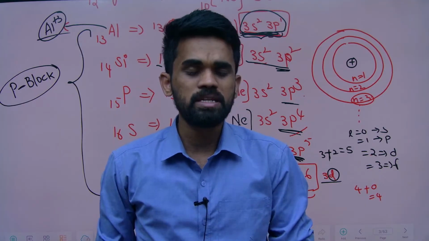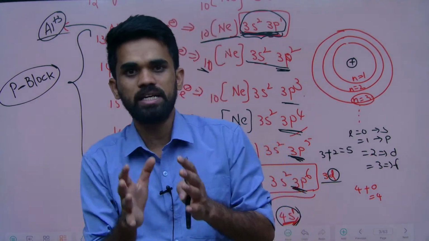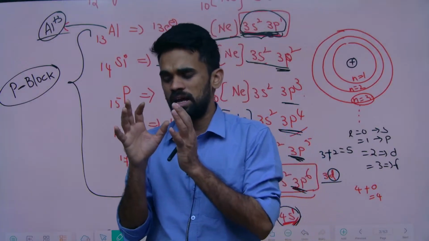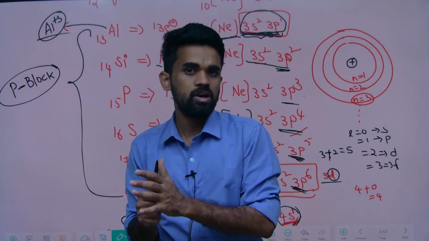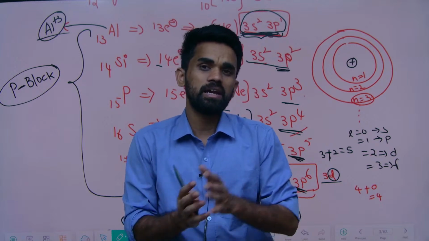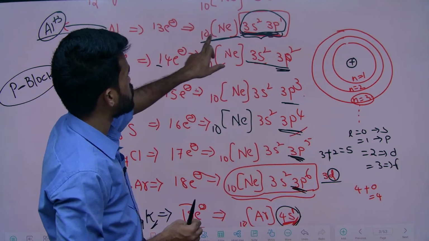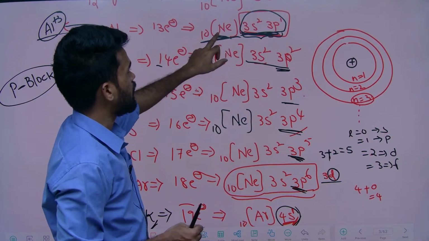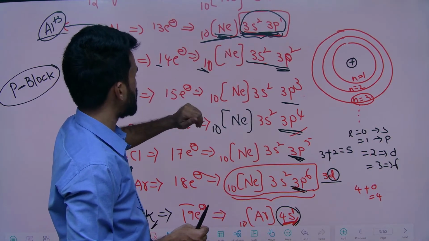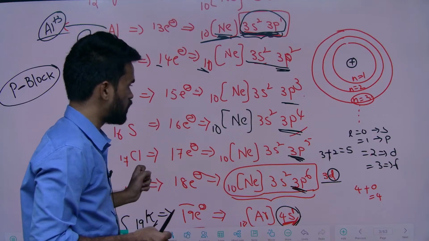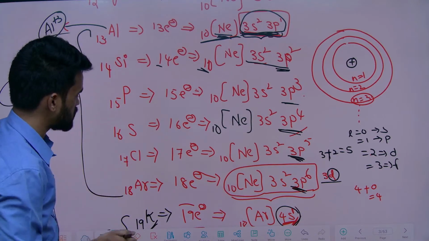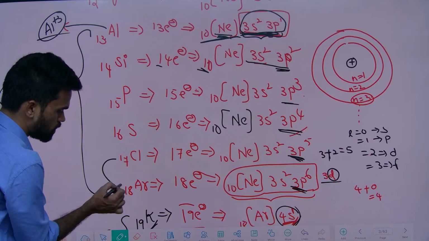So in chemistry everything happens in the complete periodic table you are seeing now. All of them do chemical reactions to become stable, like the nearest noble gas configuration. For aluminium what is the nearest noble gas? We have neon. Like that aluminium, silicon, phosphorus, all these elements. For chlorine, the nearest noble gas is argon.